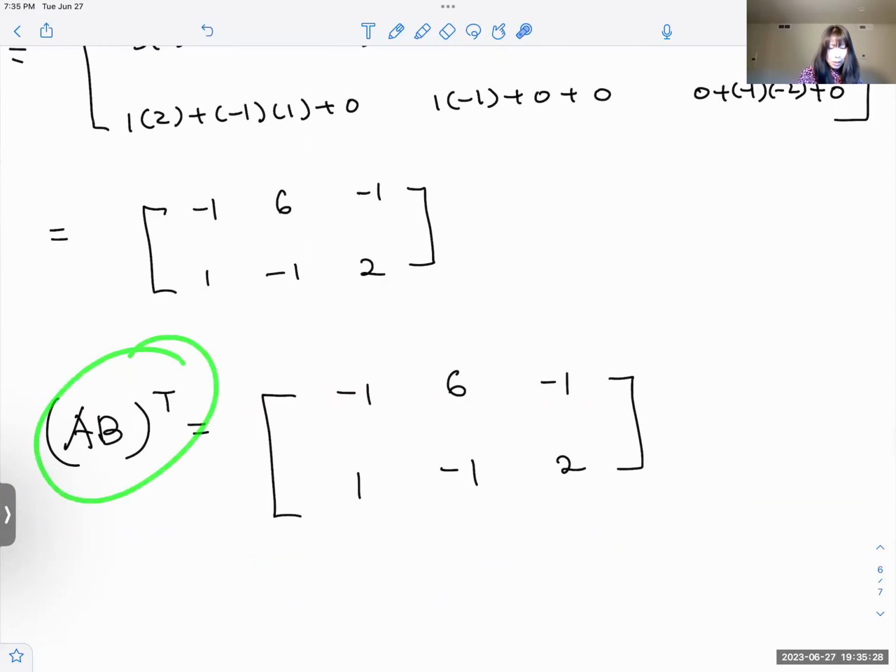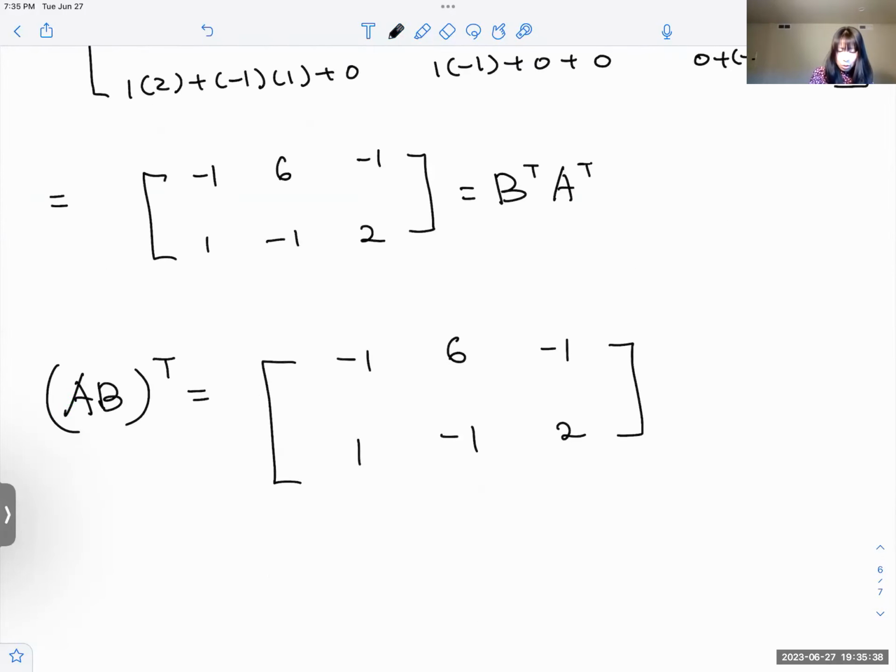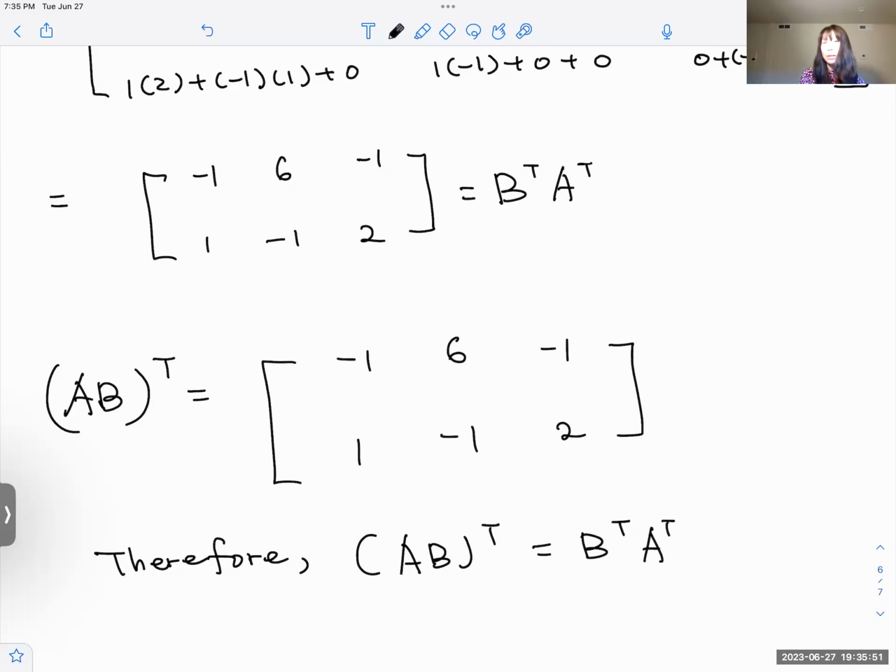So this is actually the same as that, because this one is the transpose of B and the transpose of A, right? So we can conclude, therefore, that the transpose of AB is the same as the transpose of B times the transpose of A, right? Okay, those are properties.